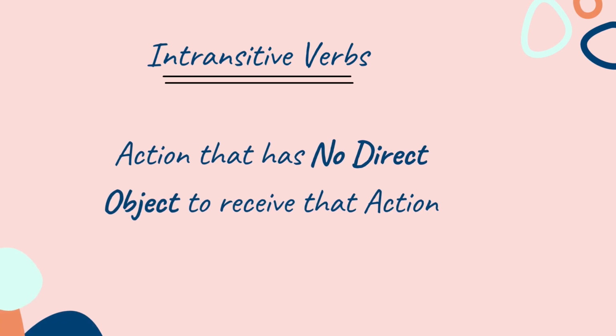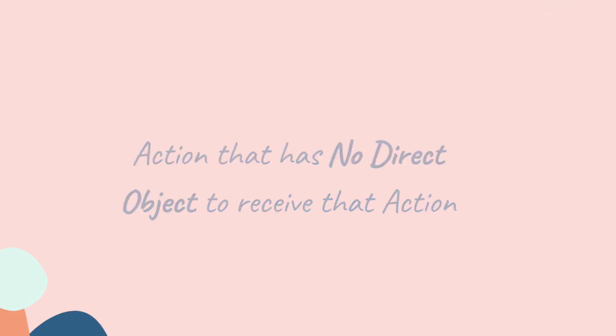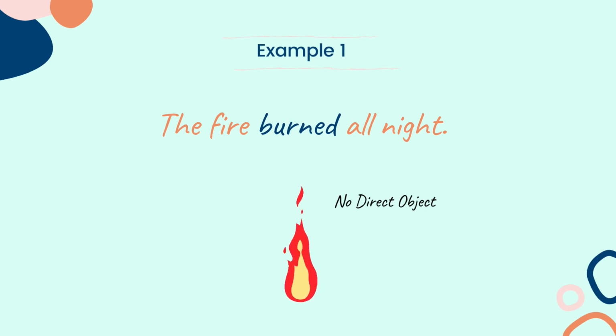Now let's learn what are intransitive verbs. An action that has no direct object to receive that action is called an intransitive verb. Let's look into examples to understand them. The fire burned all night. Here, what action did the fire perform? It is burning. But where was the fire burning? Is there any object that you could find here? No, right? So the verb burned is an intransitive verb.